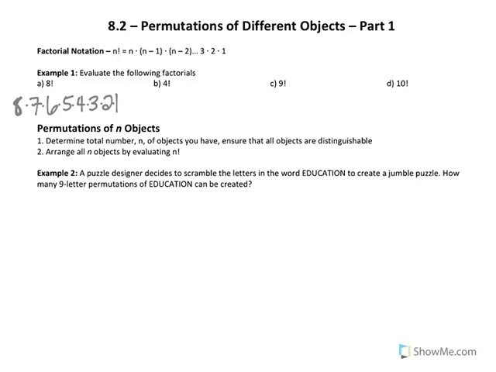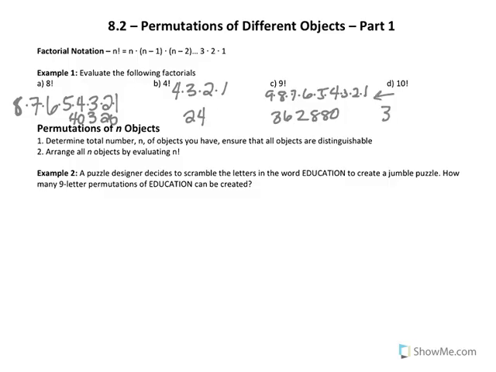Or you can memorize them, I guess, but it should be 40,320. So 4 factorial is 4 times 3 times 2 times 1, it's 24. 9 factorial is 9 times 8 times 7 times 6 times 5 times 4, 3, 2, 1, and it is 362,880. And 10 factorial is the same as 9 factorial times 10, so 3,628,800. So that's a factorial. It helps us arrange n objects.